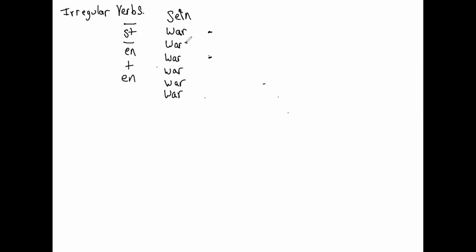This then has an -st at the end of the du form, so du warst, and then wir waren, ihr wart, and sie waren. So you could say, wo warst du gestern? So where were you yesterday? Wo warst du gestern? You could say, ich war zu Hause.